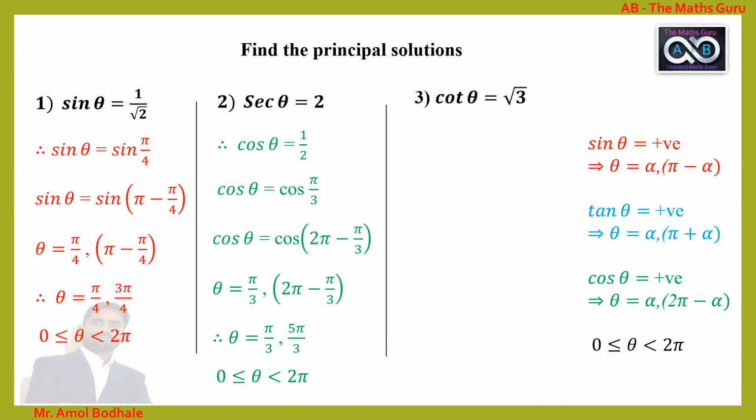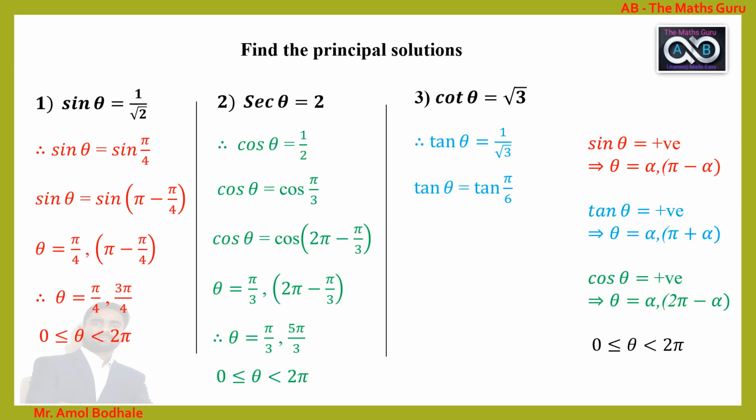Let's see the third example. Cot theta equals root 3. Again we can convert this cot in terms of tan. Therefore tan theta equals 1 by root 3. Now we know that tan theta is 1 by root 3 for the angle 30 degrees, that is pi by 6. So therefore tan theta equals tan of pi by 6.